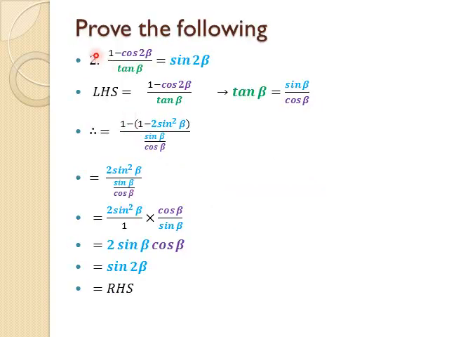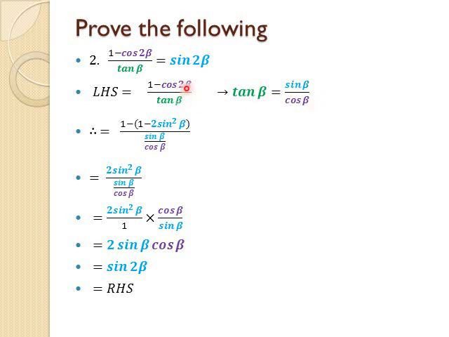Alright, so problem number 3. 1 minus cos 2b over tan b must equal sin 2b. So if we work on the left hand side, 1 minus cos 2b over tan b. By now, the quotient identity, you should know tan b must be sin b over cos b.